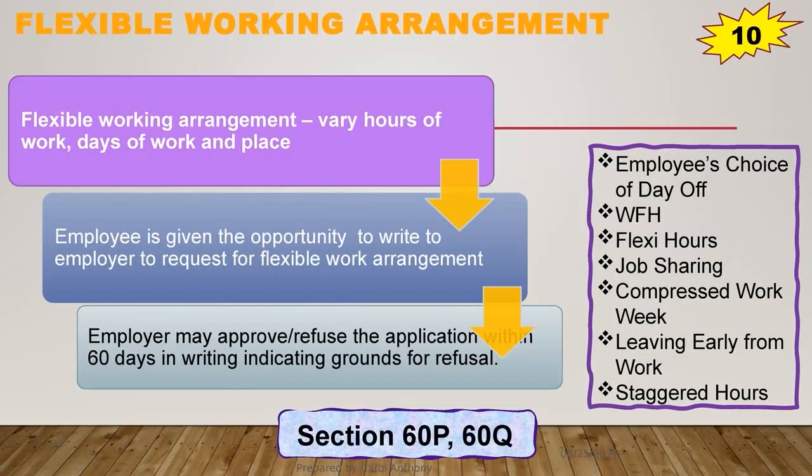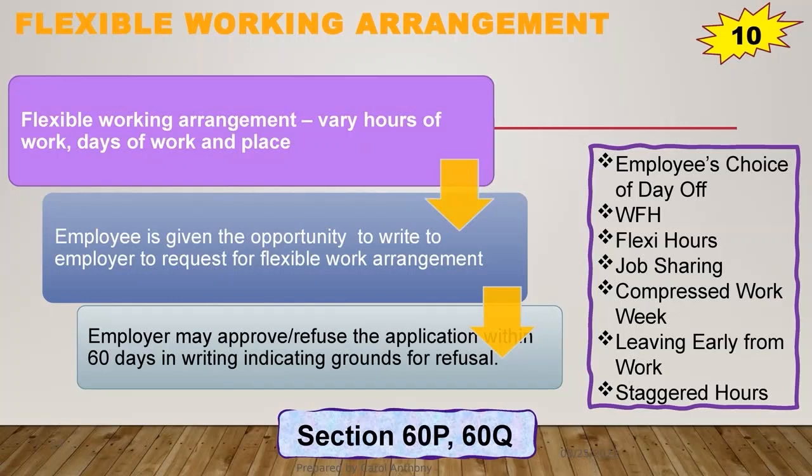Next, the employer may approve or refuse the application within 60 days in writing, indicating grounds for refusal. So the employer is given the chance to approve or refuse within 60 days. The employee needs to be made known that you have 60 days. You can't say, I want to vary hours by next week, cannot. Of course, the employer has the chance to approve earlier, that is fine, but cannot go beyond 60 days. And this is the part where you need to put the reason why you refuse.